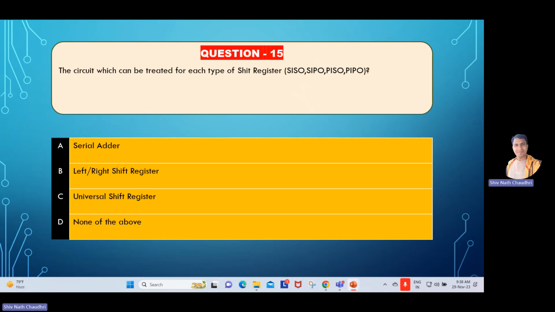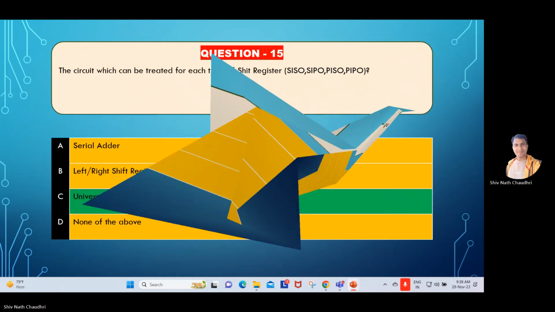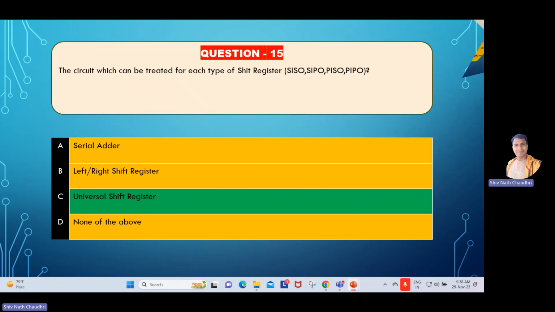Left and right shift is possible in serial in, serial out. But as per the name, universal shift register is the circuit which can be treated as each type of shift register. So universal shift register is the right answer for this question. Yes, option C is right. Universal shift registers can be treated as each type of shift register, either SISO, SIPO, PISO or PIPO.